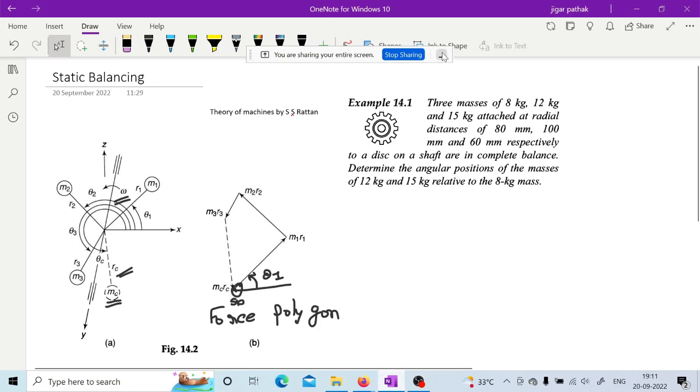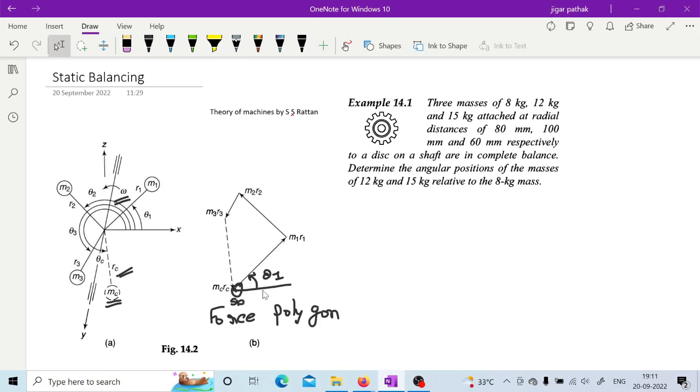Yeah, so we were discussing this force polygon. As I have told you, this is a graphical method to solve for the balancing mass and radius. What you need to do is first draw this m1 r1. Actually, this force will be m1 r1 omega square, this force will be m2 r2 omega square, here it will be m3 r3 omega square, and this will also be mc rc omega square.